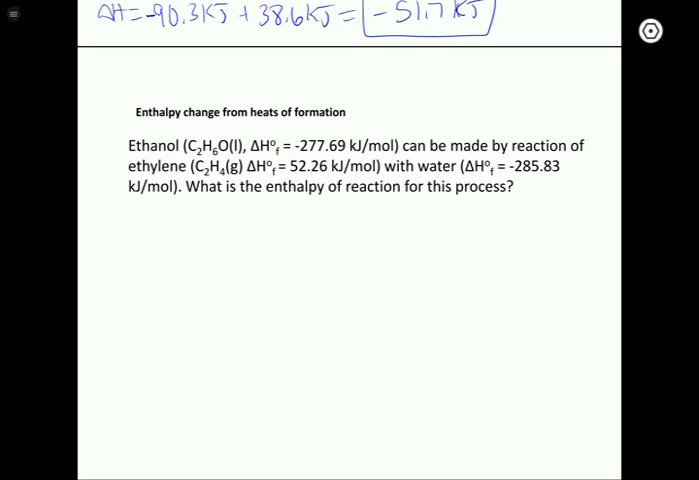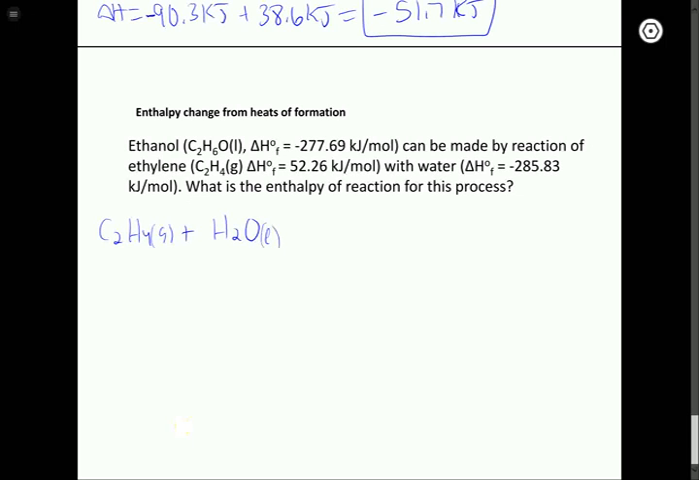So we have ethanol made by reaction of ethylene and water. So we gave you the formulas for everything. So we have C2H4 plus water. I believe that's the liquid water, not that it really matters. Going to make C2H6O. And if we look at this equation here, it looks like it's already balanced 1 to 1 to 1. So if we add H2O to C2H4, we get C2H6O. So it's a pretty simple reaction to balance.